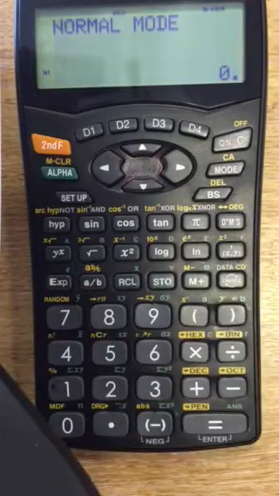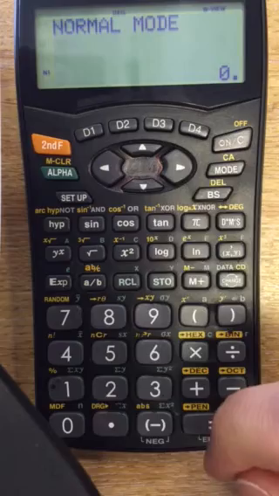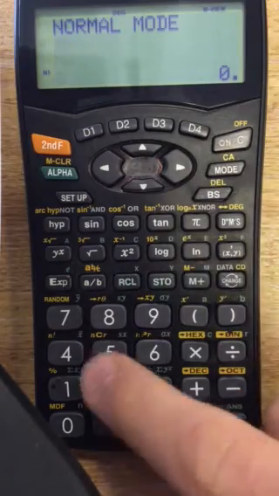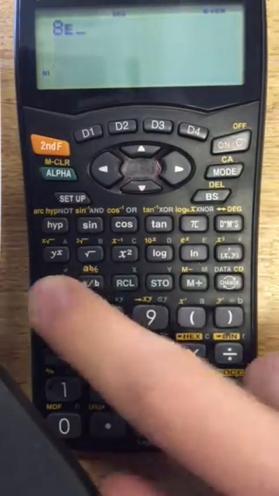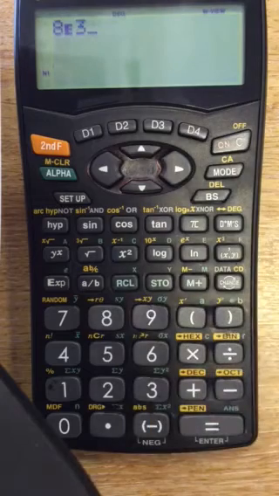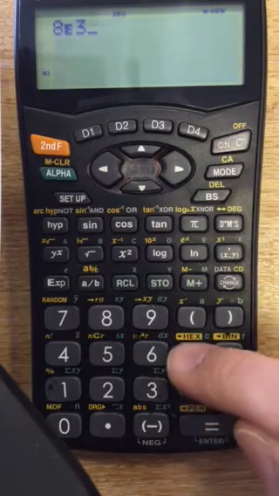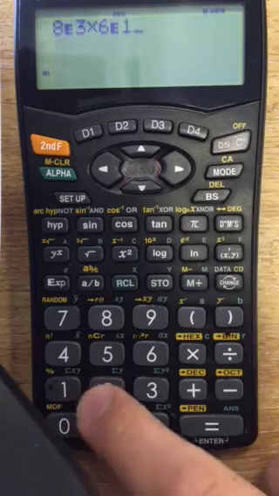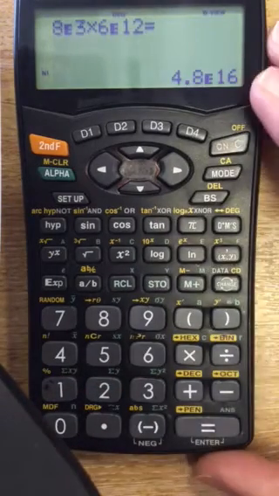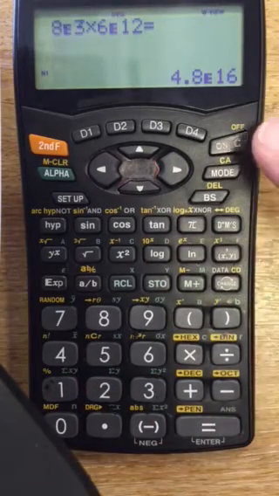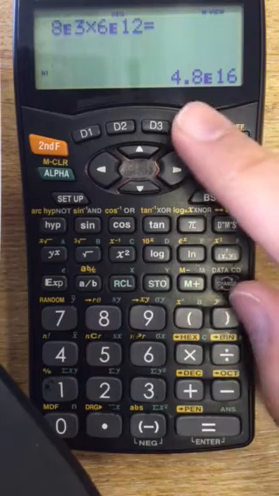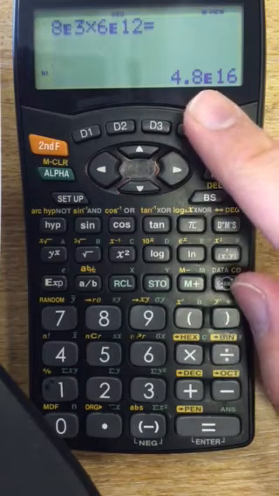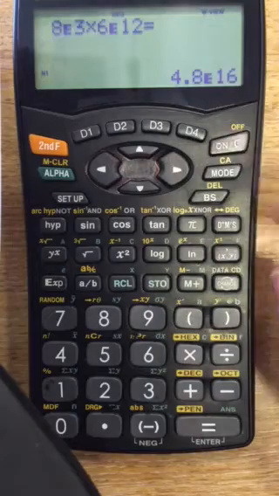So for example, if you had to write 8 times 10 to the power 3 in a standard form question, you could press 8 EXP 3, and that means 8 times 10 to the power 3. So if you had an exam question that said find the value of 8 times 10 to the power 3 times by 6 times 10 to the power 12, you'd get an answer of 4.8 E16. And in your paper, you would write that as 4.8 times 10 to the power of 16.